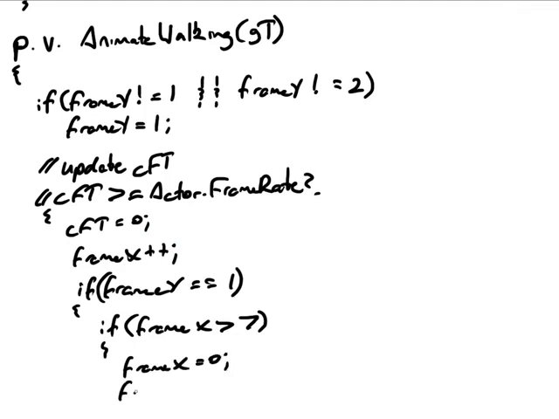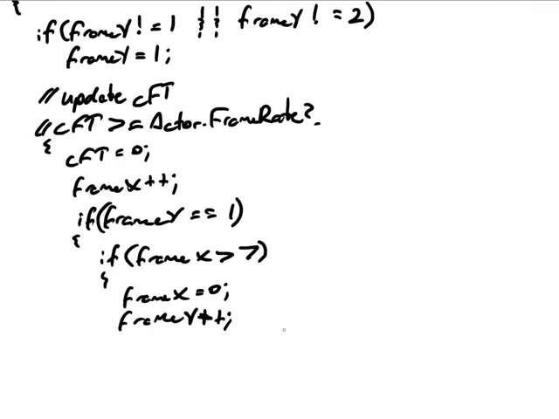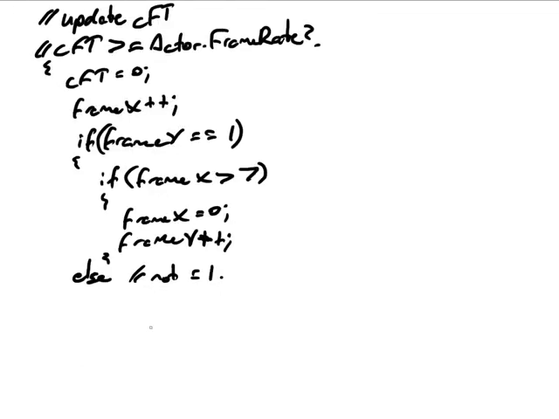And frame Y equal to, well, we don't even say Y, we just say plus plus. There we go. Now our frame Y is going to be equal to 2. And we can say else, yeah, I'm spelling else right. Else, so that means our frame Y is not equal to 1. And if it is not equal to 1, what do we do?